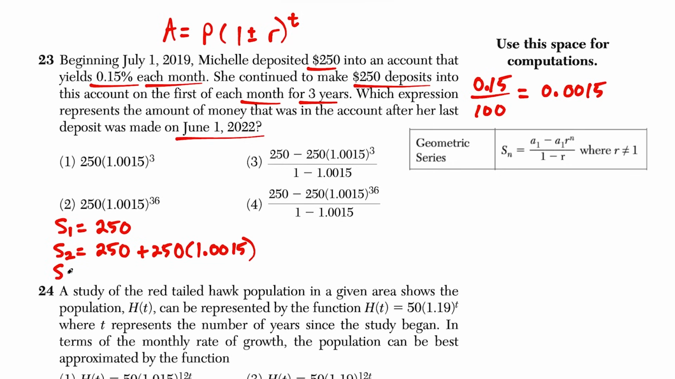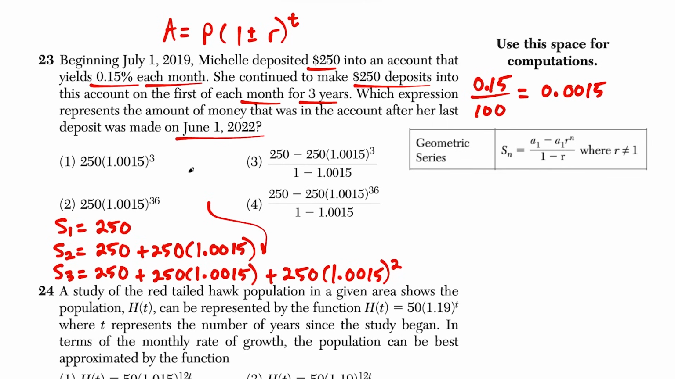So now let's look at the third month. In the third month, Michelle deposits another $250, but this previous $250 matures by a factor of 1.0015. But the value to pay attention to is this one. What about the one that already matured by 0.15%? It's going to mature a second time. So if we multiply by that factor again, that's going to bump the power up to 1.0015 to the second power.